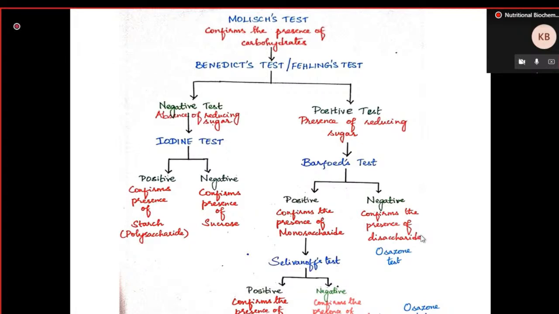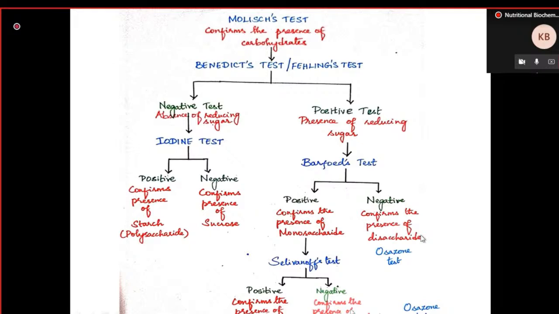Okay, so for positive, what will you do? You know it's a monosaccharide, but you don't know whether it is an aldose or a ketose. To distinguish between aldose or ketose, you will do Seliwanoff's test. What is the color change for Seliwanoff's test? Cherry red. Which will give you a cherry red color? Fructose. Ketoses will give. So when Seliwanoff's is positive, it is fructose. When Seliwanoff's is negative, it can be glucose or galactose.